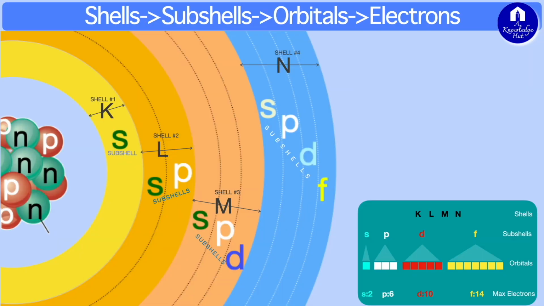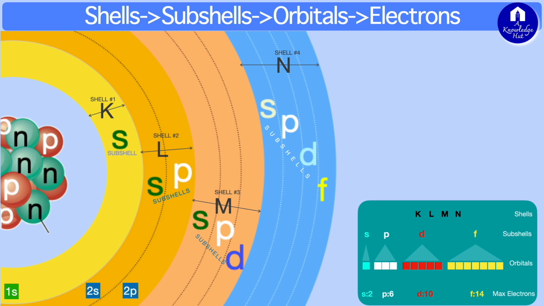The first shell K has only one subshell, S. We write 1s to indicate the subshell S within shell 1. The second shell L contains two subshells, S and P. We indicate them by the notation 2s and 2p, where 2 signifies shell number 2.